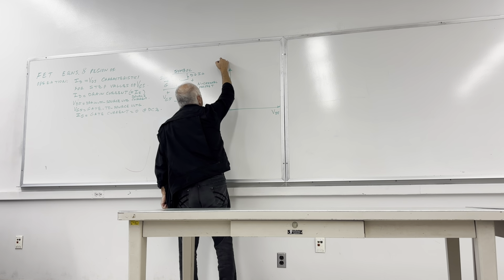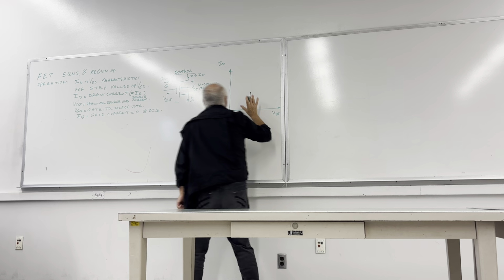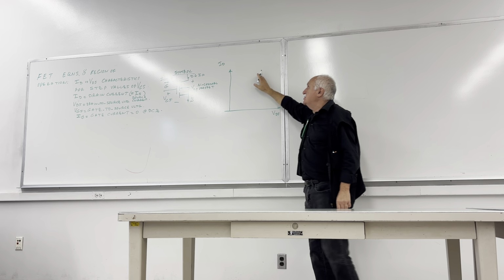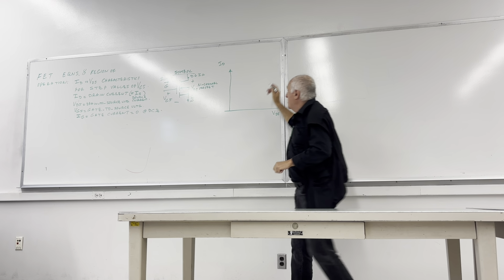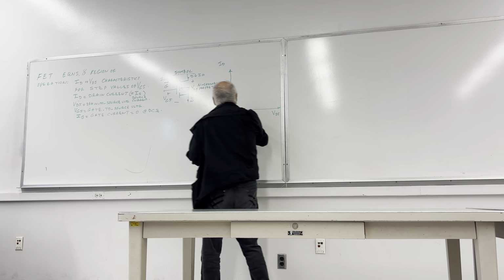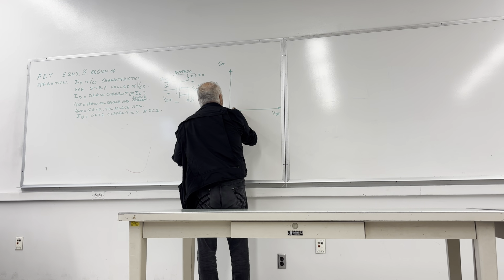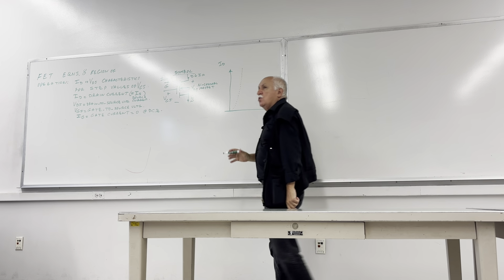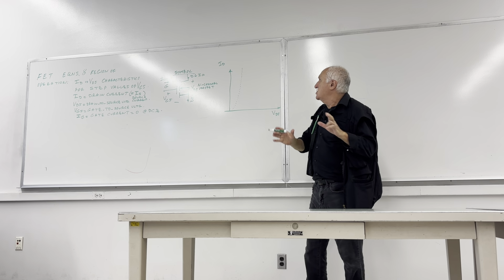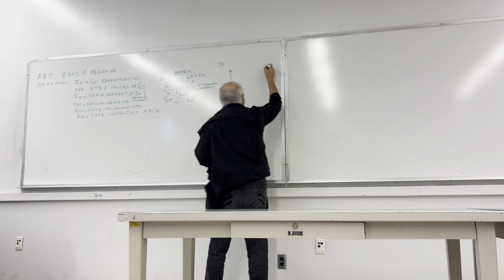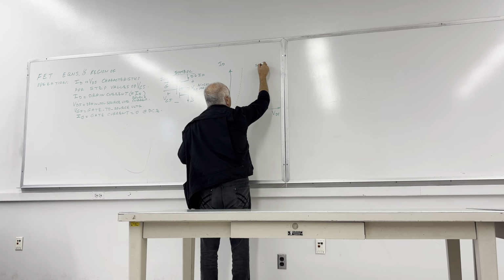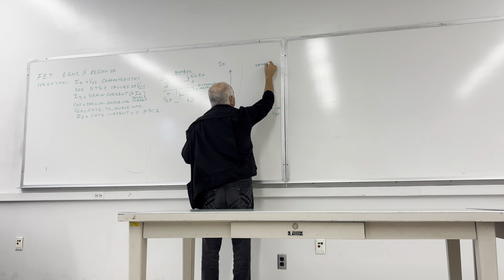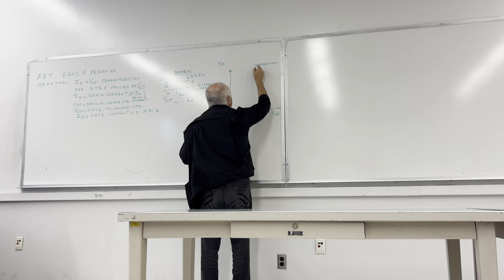VDS, and this is the ID characteristic, and the plane is divided into two parts. One part, which is along a parabola, which is a locus that divides the saturation region. This is called the saturation region.